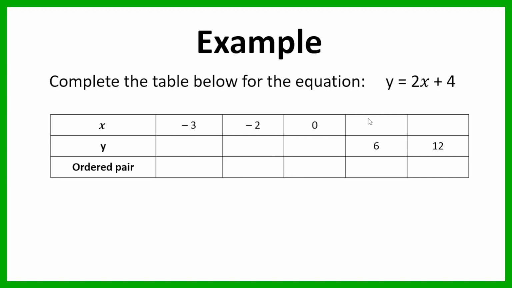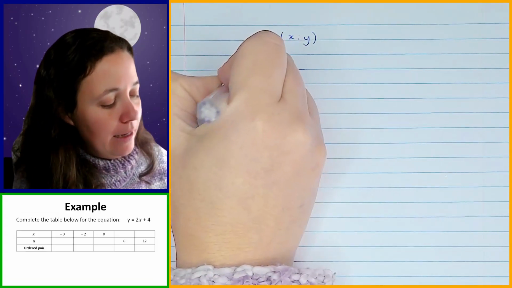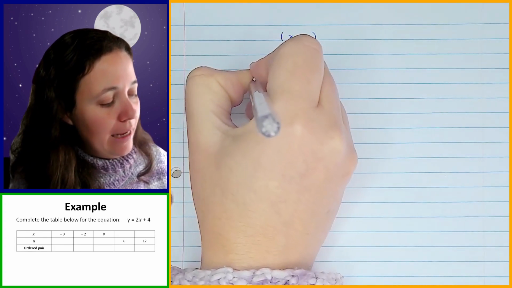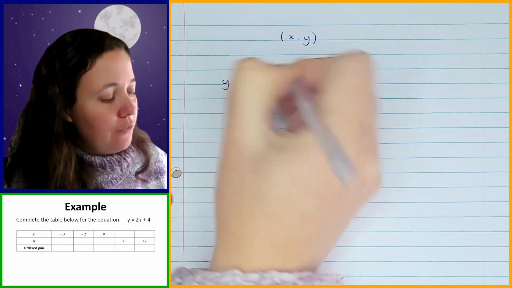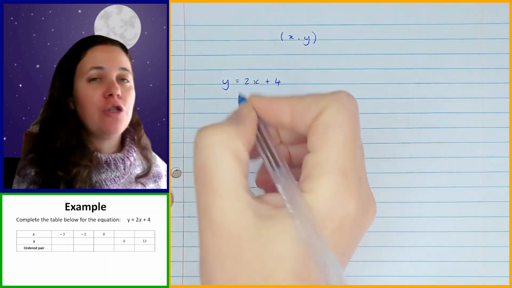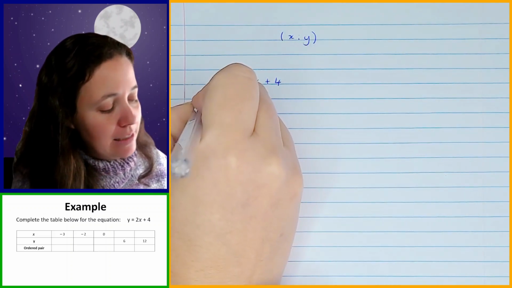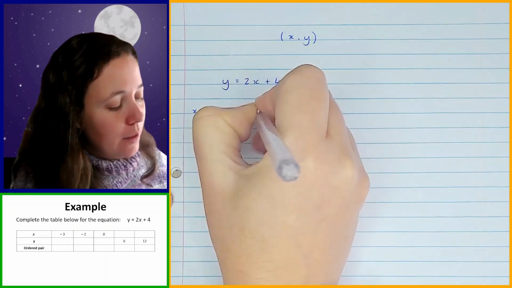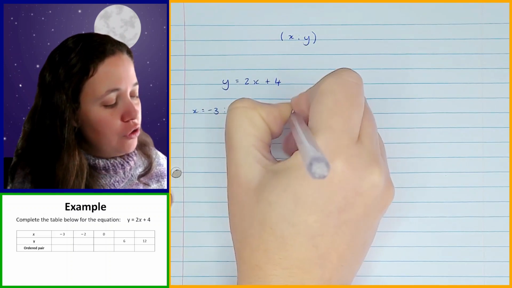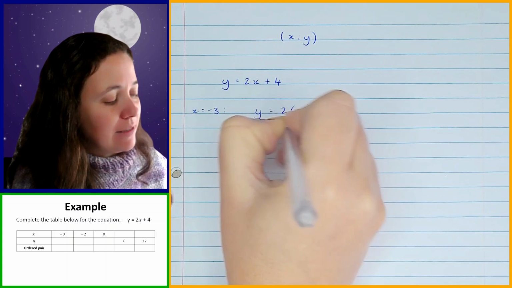Okay, so over here the first one we're going to do is where x is -3. So I'm going to take the equation. We've got y equals 2x plus 4. When I want to work out the y value where x is -3, I'm going to substitute in that -3 into x. So that's going to be where x is -3, y is equal to 2 times (-3) plus 4.